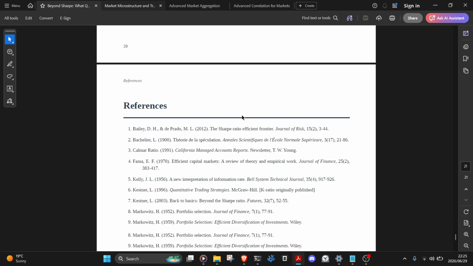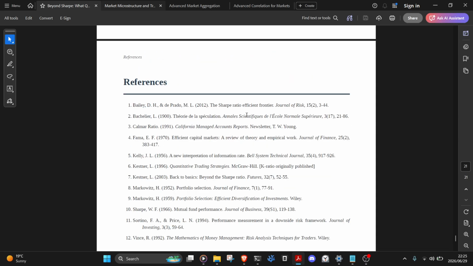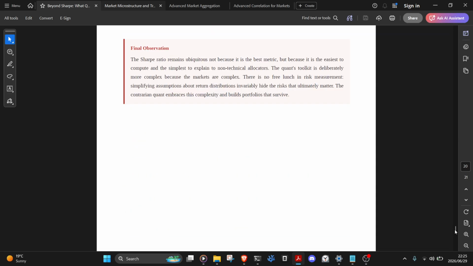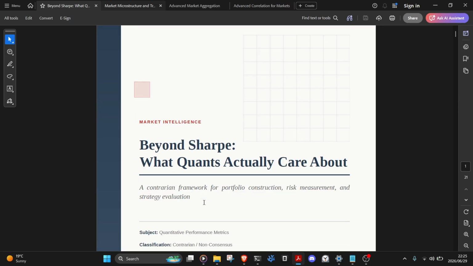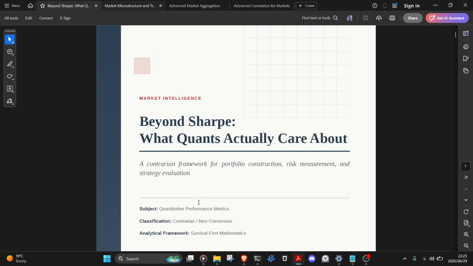But that's about it. Here are the references for every single data point statement that's ever been made in Beyond Sharpe.